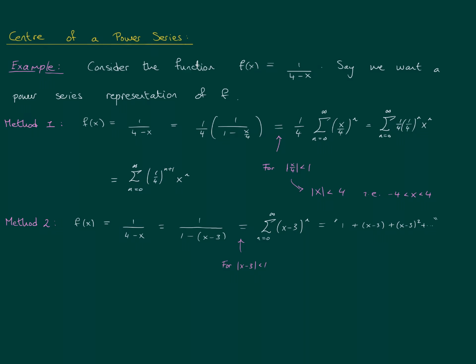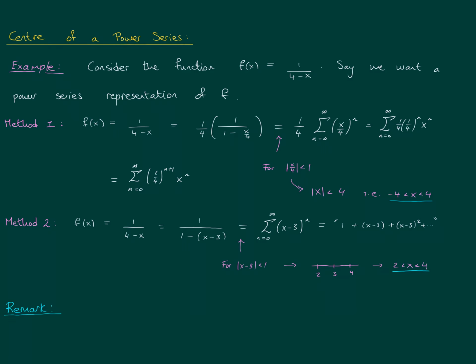Okay, now let's flesh out where this is valid. What this means is that the gap between x and 3 has to be less than 1. So if we're at 3, we can only go 1 to the right, which would be 4, and 1 to the left, which would be 2. So that means that x has to be between 2 and 4. Here we had from minus 4 to 4. Here we have from 2 to 4. So we found two different power series expansions of the same function, but they're valid for different intervals.